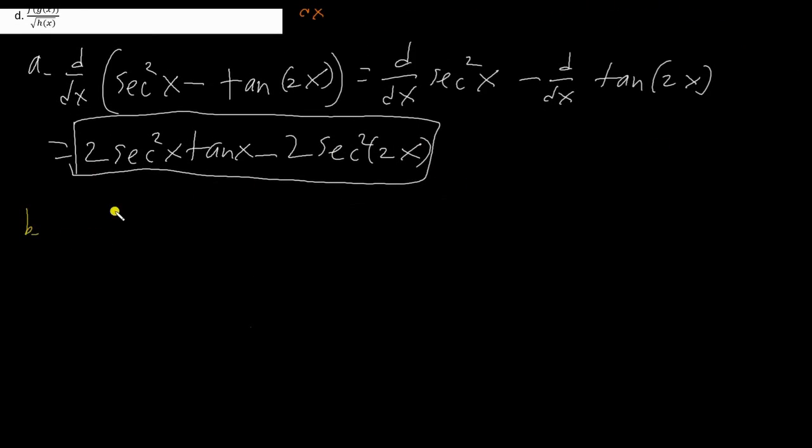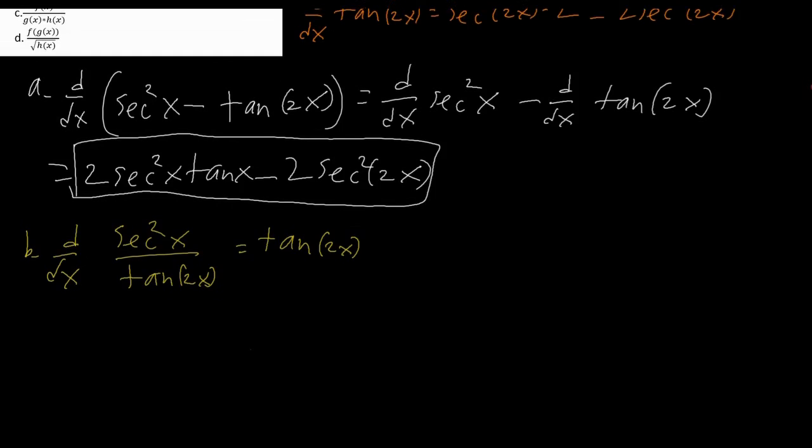For part B, the question is the derivative of f of x over g of x. So that's going to be the derivative of secant squared of x over tangent of 2x. And for this we're going to have to use the quotient rule. So remember, the quotient rule is bottom times the derivative of the top minus the top times the derivative of the bottom all over the bottom squared. So we're going to start with the bottom, which is tangent of 2x, times the derivative of secant squared of x.